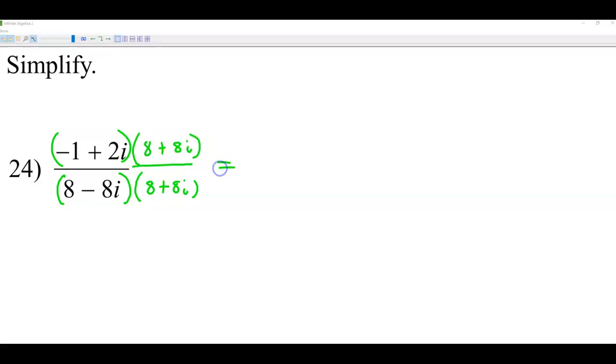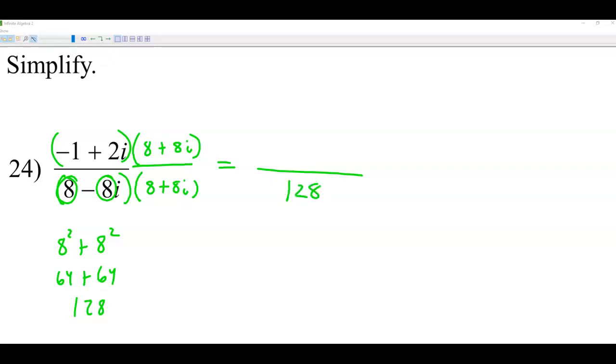I'm still going to use the shortcut for the denominator. So 8 squared plus 8 squared, 64 plus 64 is 128. So my denominator is going to be 128. So we're just using the shortcut here.